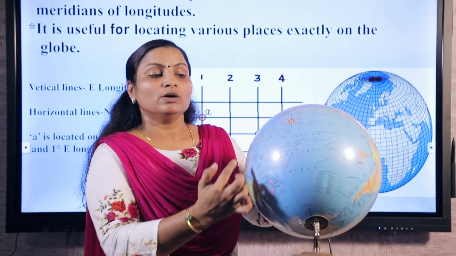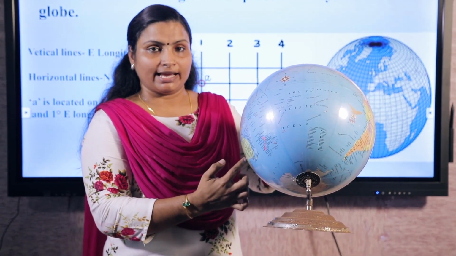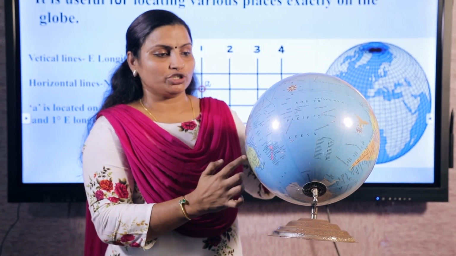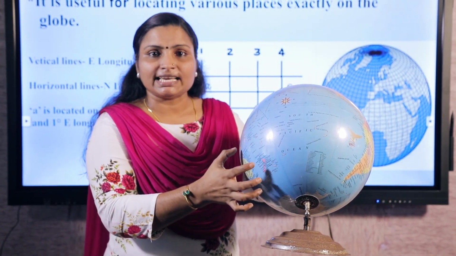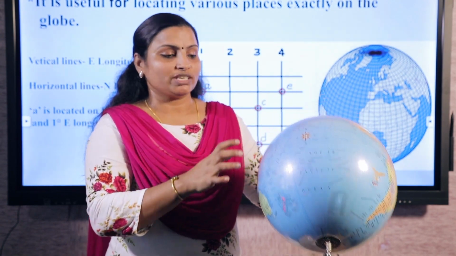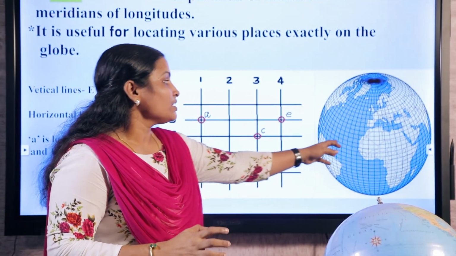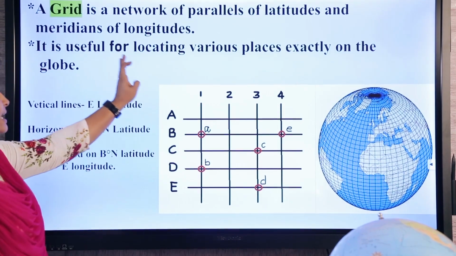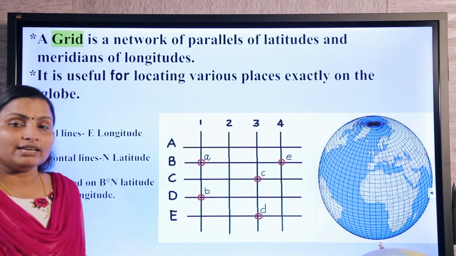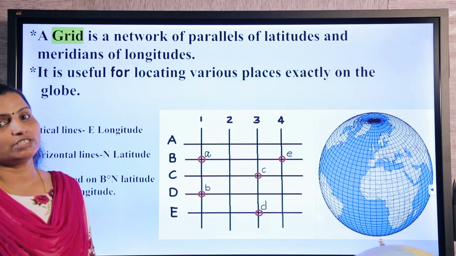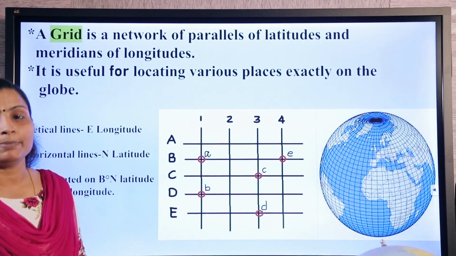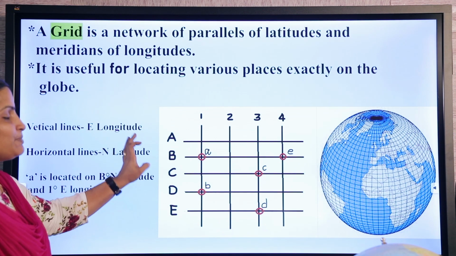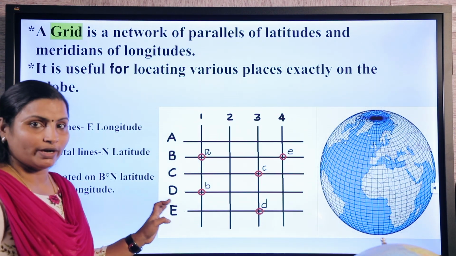Here you can see the horizontal lines and vertical lines, latitudes and longitudes. When these latitudes and longitudes intersect each other, we get a structure like this. So this grid is a network of parallels of latitude and meridians of longitude. This grid is very helpful to locate a place on Earth. I will explain how to locate a place on Earth.